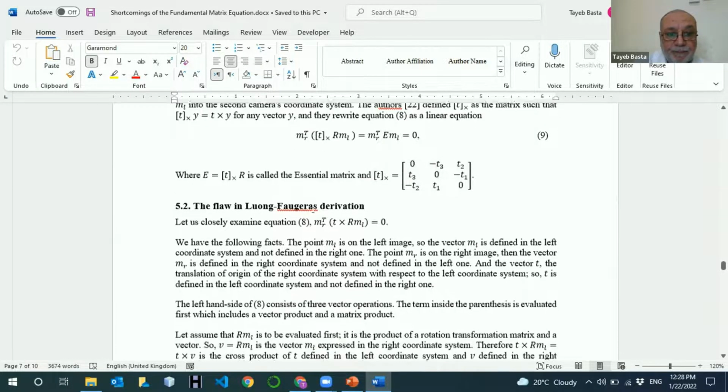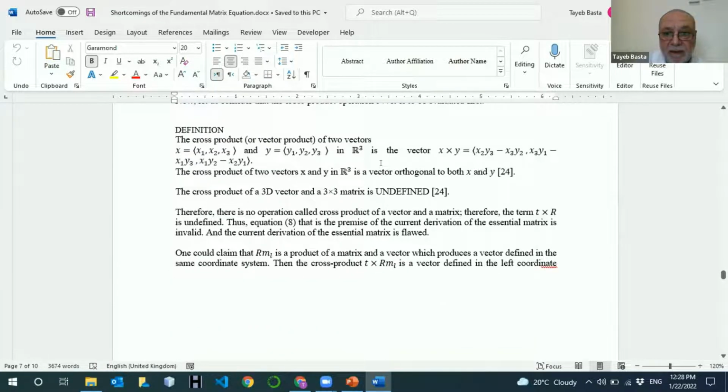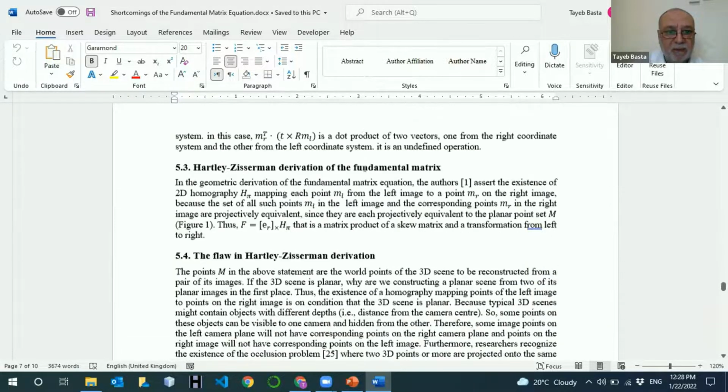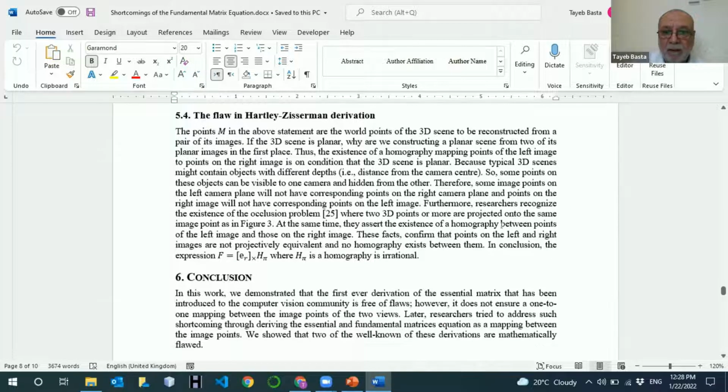And it says here the shortcoming is pure mathematics, so somebody has to refer to the paper to find out the details where the mathematics is misused. And again, I introduced another derivation called Hartley. I called it Hartley-Zisserman because it is available in their book. So also I show the misuse of mathematics to conclude the relationship between the points on the left and the points on the right.